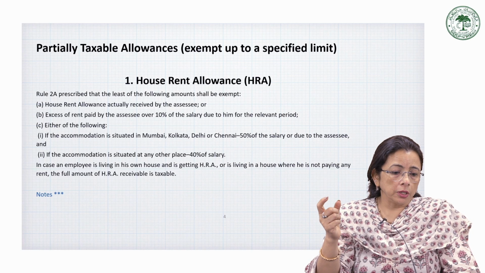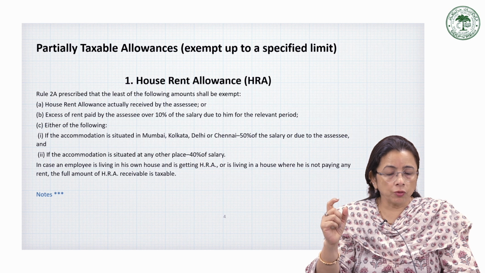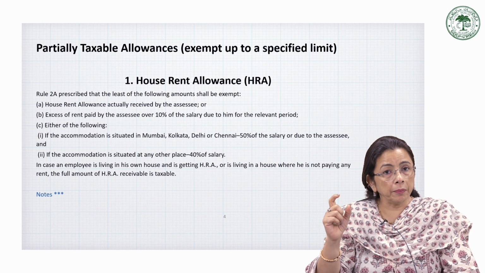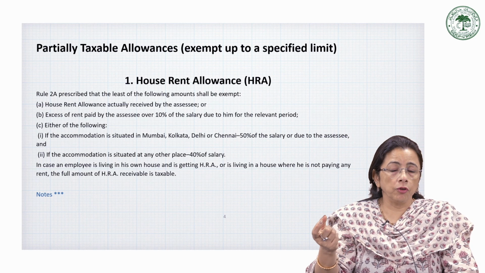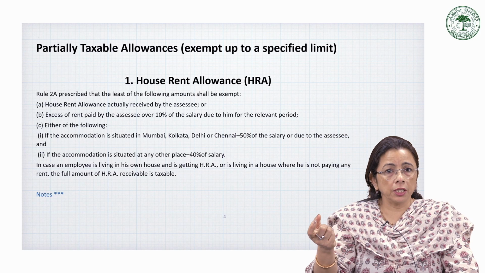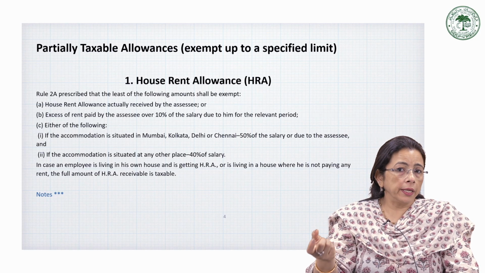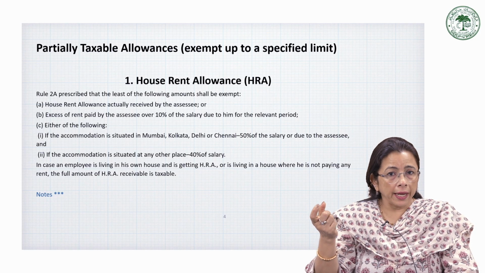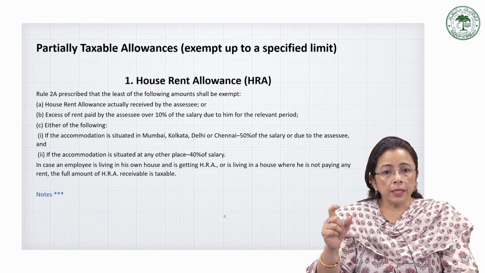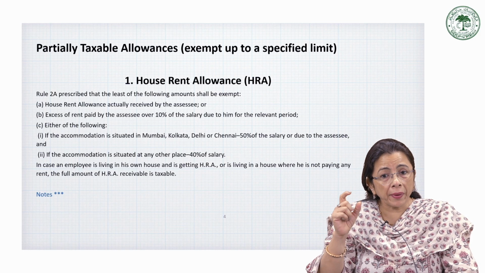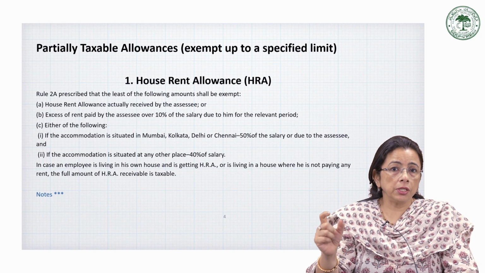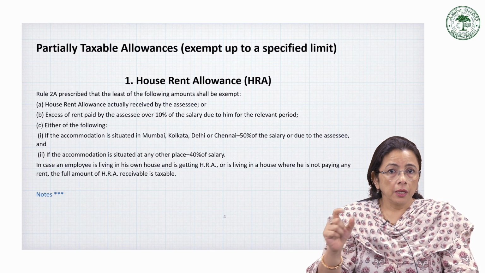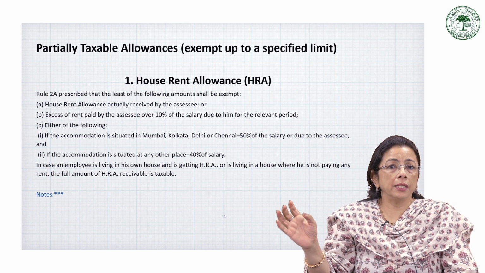But there are some important notes we have to take care of while deciding these things. If the employee lives in his own house, because it's not necessary that if you're working somewhere you have to take accommodation on rent. Maybe you get the job in your own city where you already have a house. So if you are living in your own house and do not pay any rent, then the complete amount of HRA received becomes taxable. You don't have to go for calculating the exemption amount.